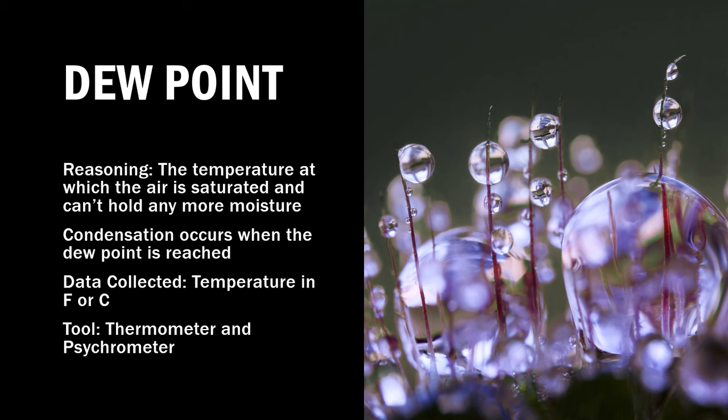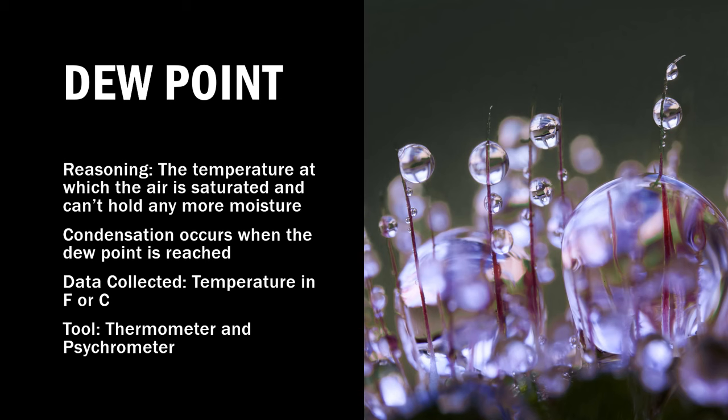Dew point. Dew point is the temperature at which the air is saturated and can't hold any more moisture. We typically use our thermometer, but we also use our psychrometer, because without knowing what that temperature is, we don't know how to prepare for it. Once the air reaches 100% relative humidity, it condenses and forms precipitation.